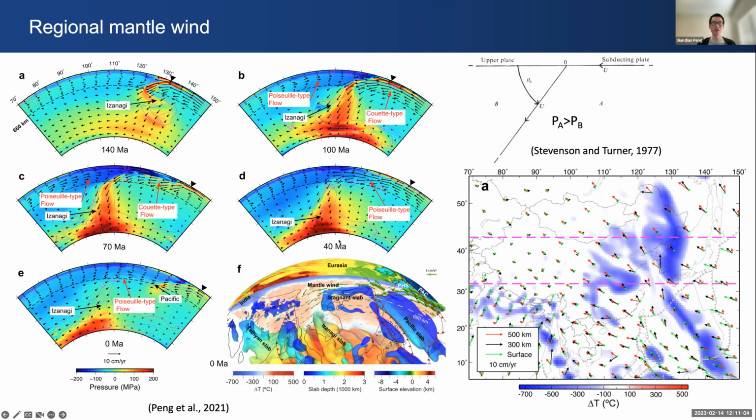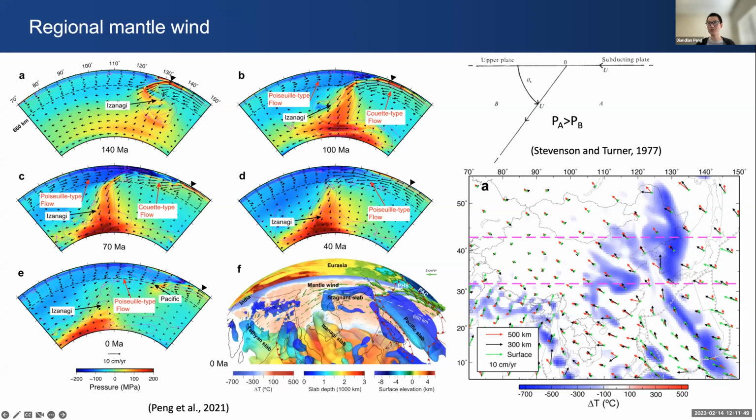Between 70 and 40 Ma, there's an important event, which is the subduction of the Izanagi-Pacific mid-ocean ridge. Due to the ridge subduction, the Izanagi slab is detached from the surface. But the downward Izanagi slab left a low pressure zone above it. And then this low pressure zone induced a very strong westward Poiseuille-type mantle flow. We name this type of flow the regional mantle wind. This mantle wind drags the subducting Pacific slab westward. So eventually, a stagnant slab is formed.